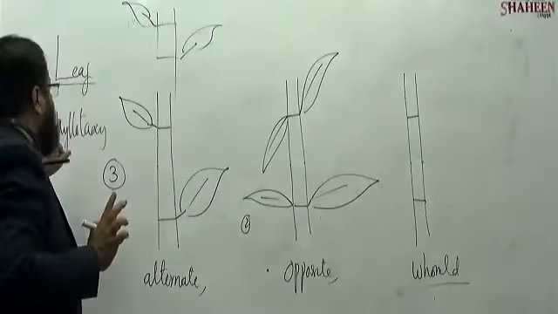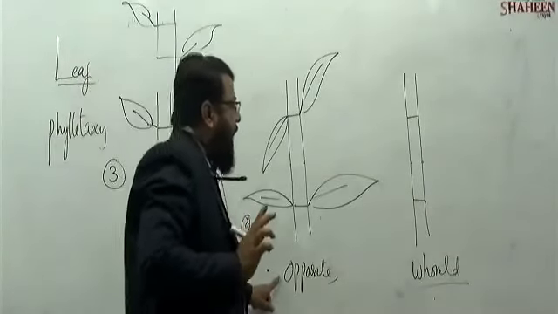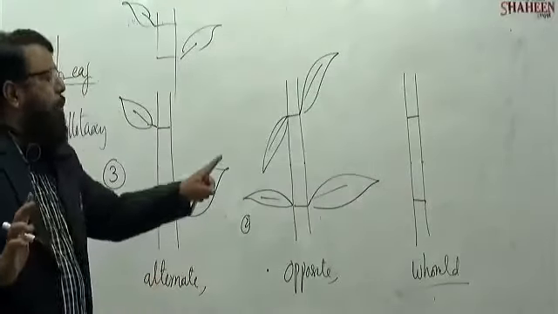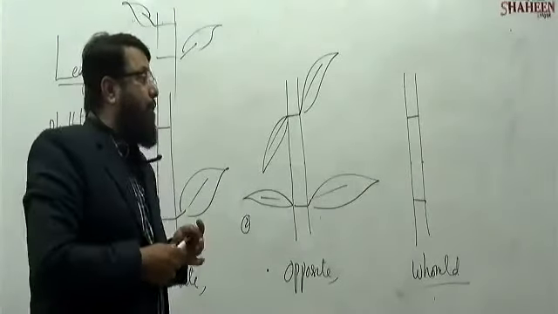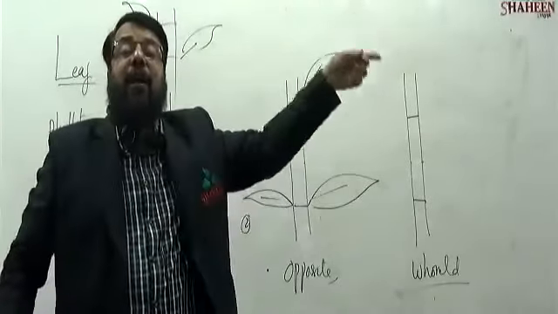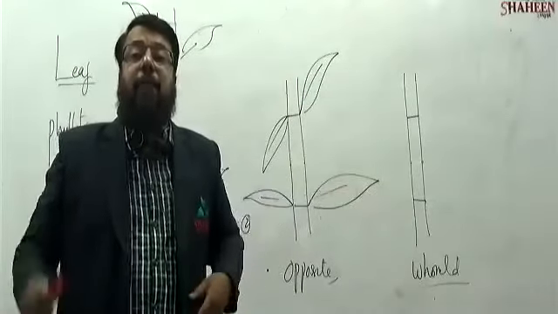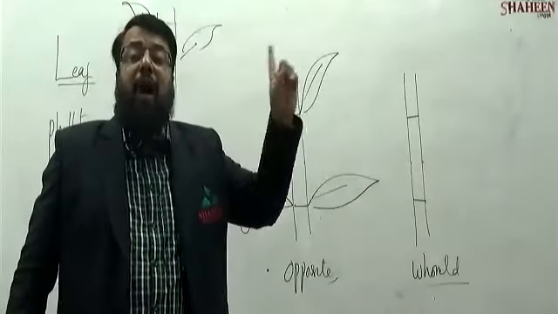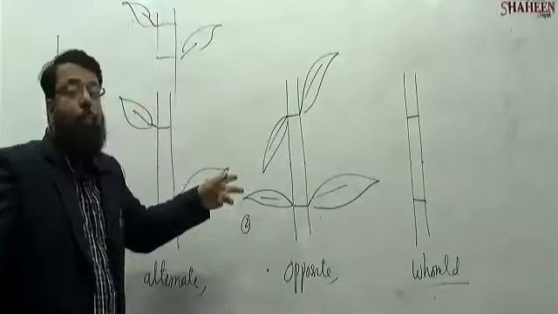How many types of phyllotaxy are there? 3 types. What are they? Alternate, opposite, and whorl. Guava shows what type of phyllotaxy? Opposite. Sunflower? Alternate. China rose? Alternate. Mustard? Alternate. Guava and Calotropis, opposite.